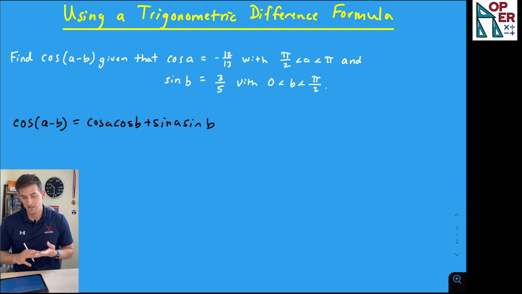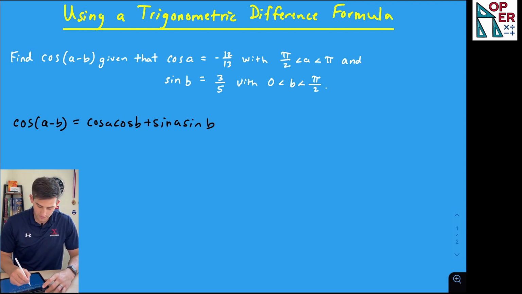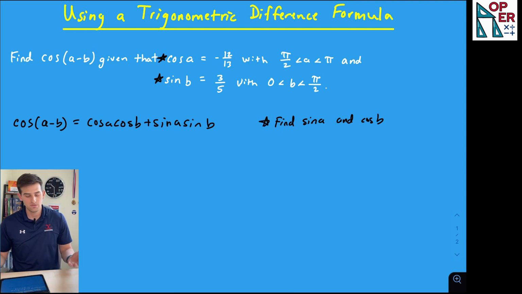So we need four things, right? We need cosine of a and b, we need sine of a and b. Well, we know what cosine of a is, and we know what sine of b is. So what do we need to know? We need to find sine of a, and we need to find cosine of b, right? That's what we need to find. So to do that, we can use the information they gave us, and we can draw our right triangles onto our coordinate plane and figure out what these measures would be.